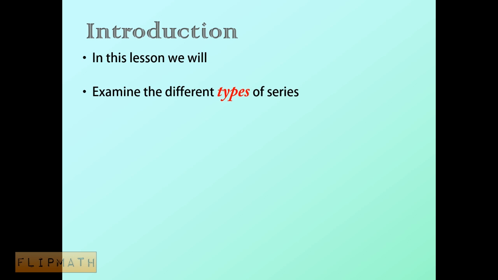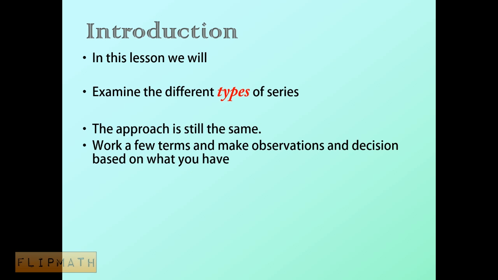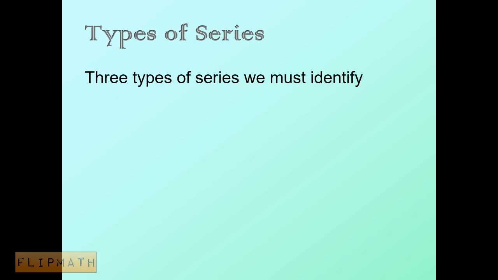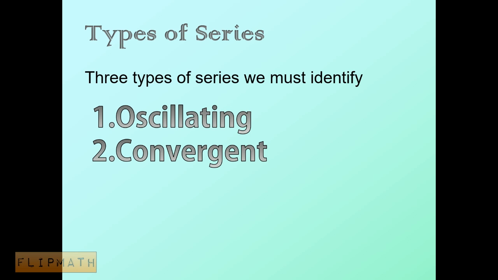In this lesson, we're examining the different types of series. The approach is the same as in many of the other questions: you work out a few terms and make observations and decisions based on what you have. There are three main types we're going to try and differentiate between: oscillating, convergent, and divergent. I'm going to take you through what each one means and what they look like, both in terms of numbers, and I like to always talk about what the graph looks like.